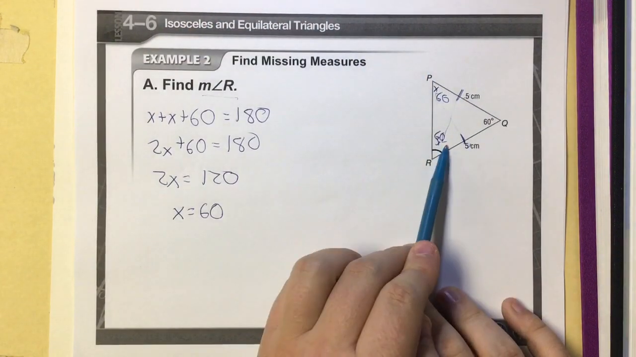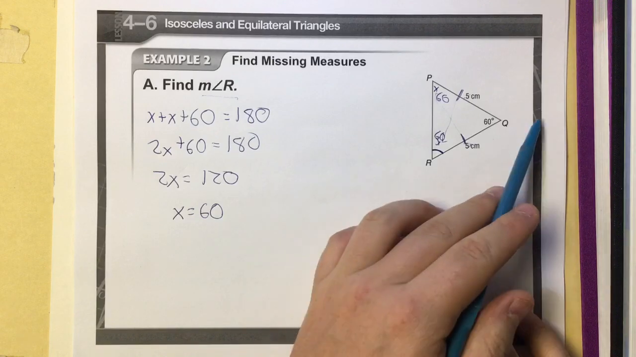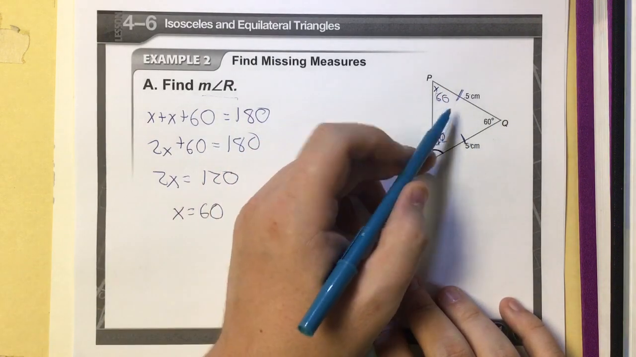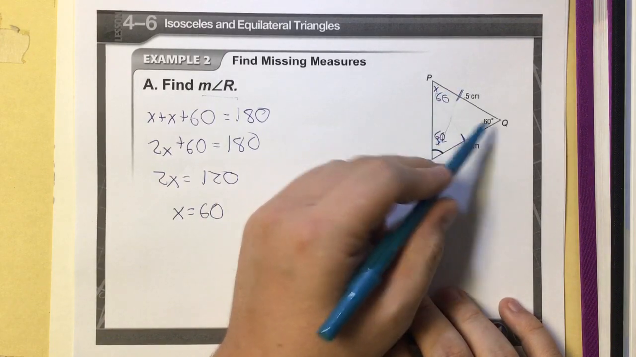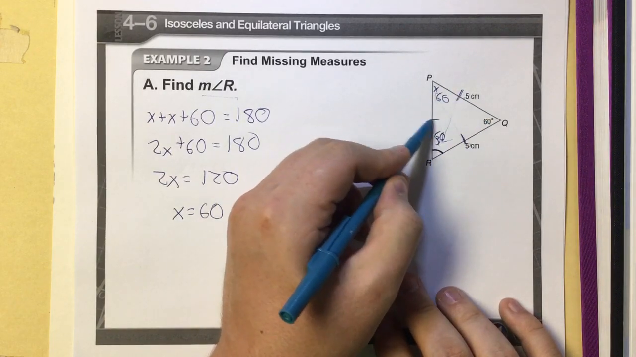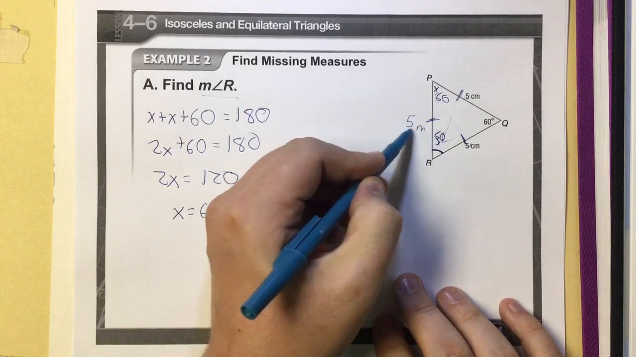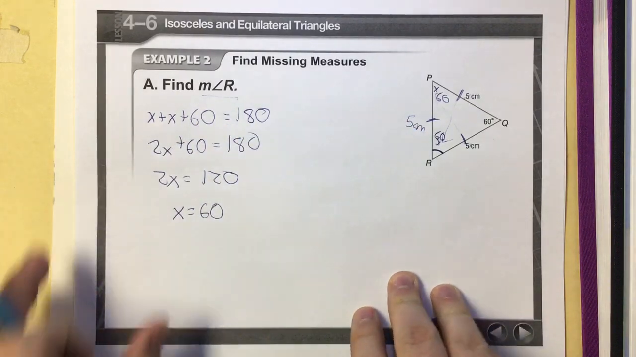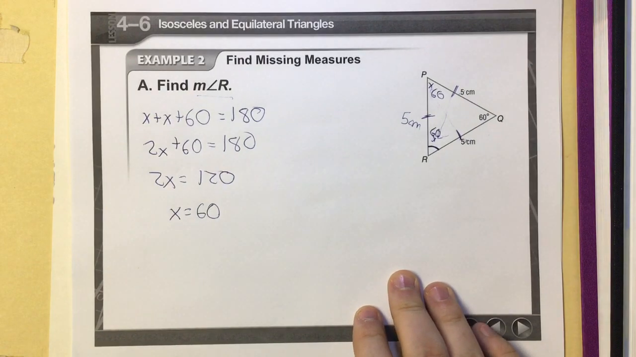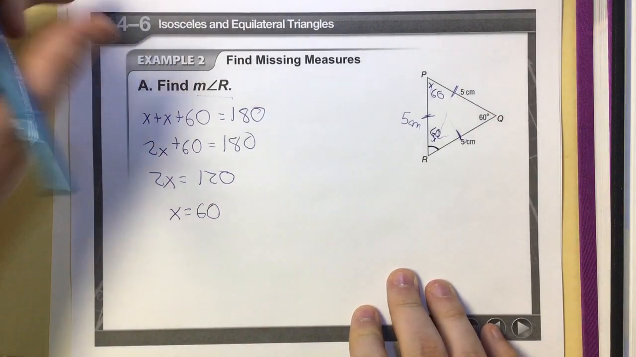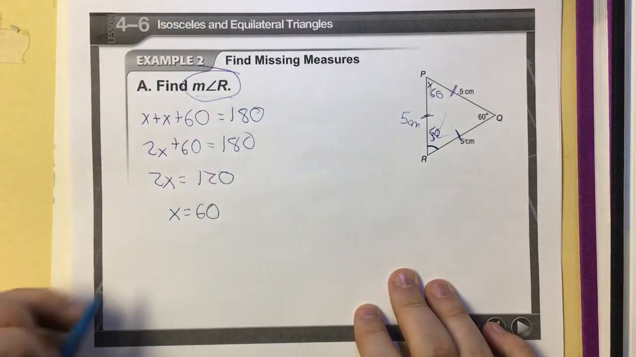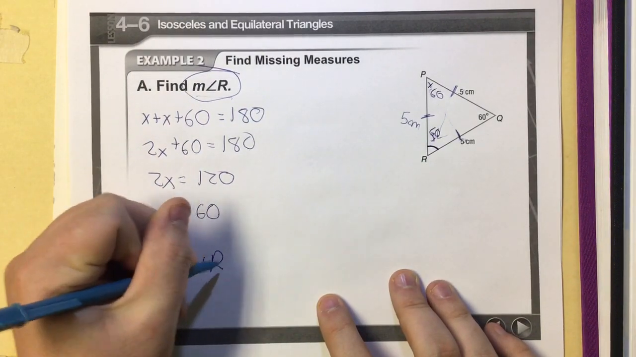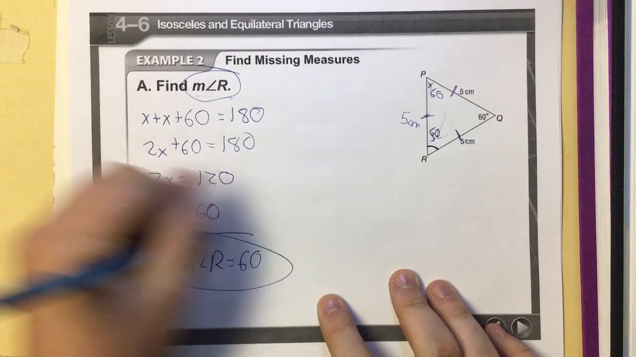So 60, 60, 60. This is an equiangular triangle. So that means even though it doesn't tell us, since all three angles are 60, that means all three sides have to be the same. So I can say right now that that has to be 5 centimeters. So now that I found out that it is equiangular, I know that it also has to be equilateral. This only asks for the measure of angle R. Measure of R is one of the angles of my triangle, so it is 60 degrees.